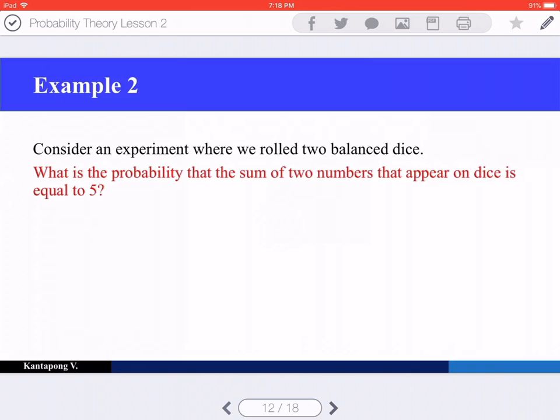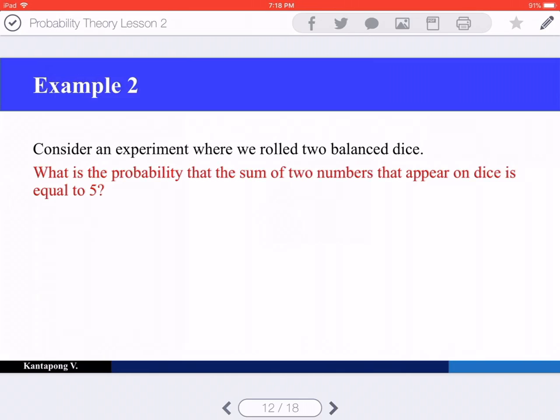Consider an experiment where we roll two balanced dice. What is the probability that the sum of the two numbers that appear on the dice is equal to 5? So, the sum of the dice may be equal to 2, 3, up to 12. But this is not a simple sample space. We cannot say that the probability that the sum of the two numbers that appear on the dice is equal to 5 is 1 over 12. We cannot say that, because this is not a simple sample space. The chance that the sum is equal to 2 is smaller than the chance that the sum is equal to, let's say, 4, for example.